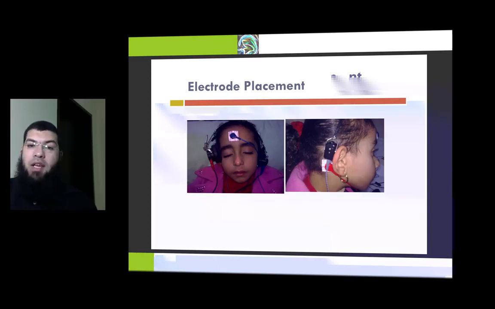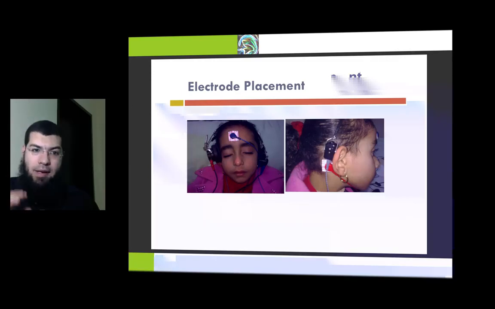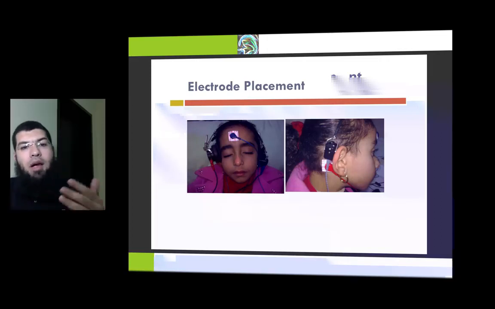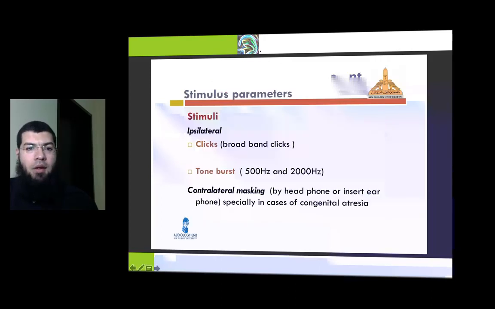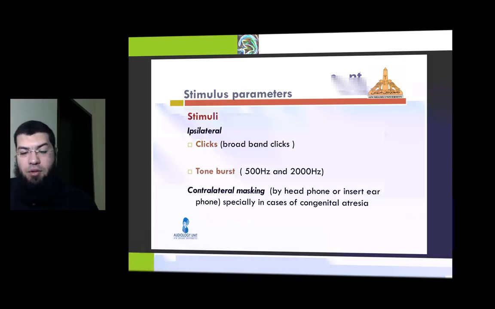I prefer to use the handheld method for the bone vibrator for fewer artifacts, and to remove the headband. And the other thing, I prefer using the insert phone for the same reason. The insert phone gives fewer artifacts than the conventional supra-aural earphone TDH-39. The stimulus is a click or tone pulse, and contralateral masking is very important, as the interaural attenuation is zero for the bone vibrator.